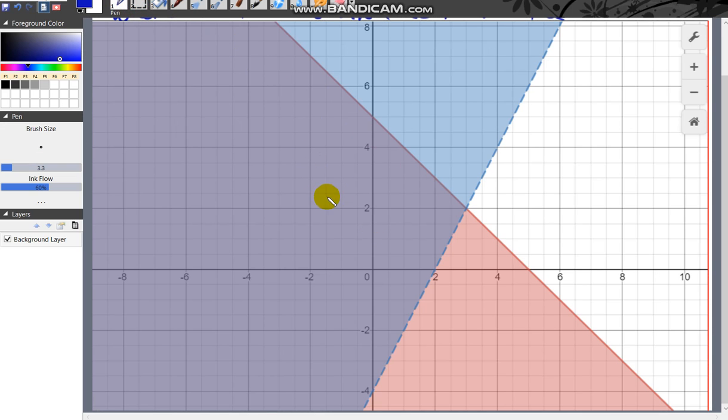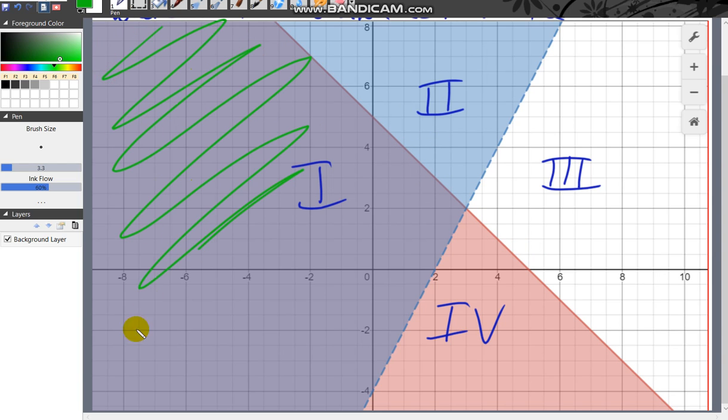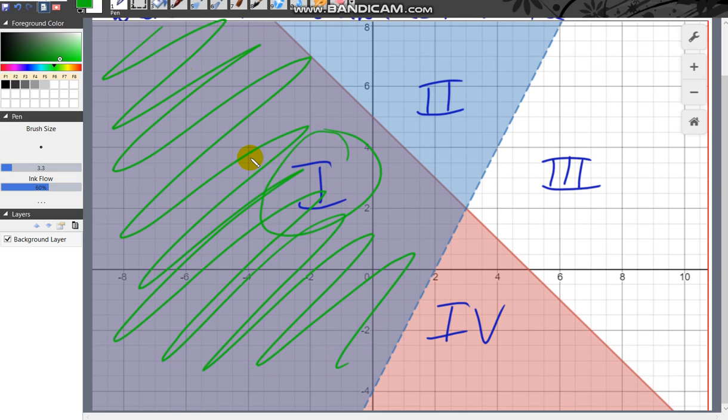Like there's a question in Google Form, something like this: region 1, region 2, region 3, or region 4? Where is the solution set? So as you can see, wherever you see the shaded regions overlap, all of this here, this means it's going to be the first, that region labeled 1 in Roman numerals.